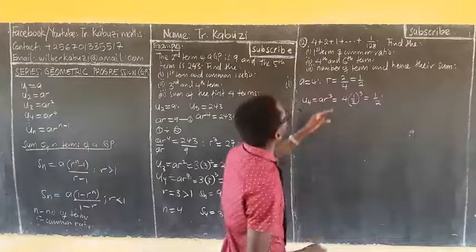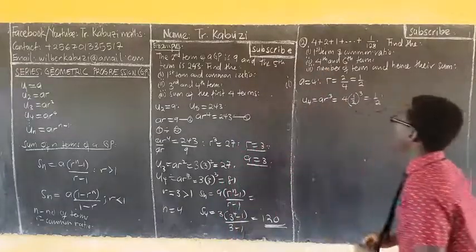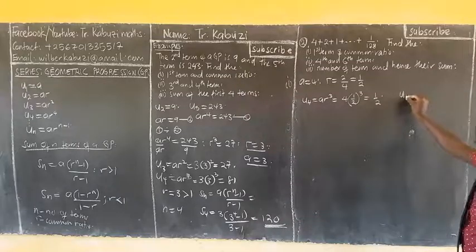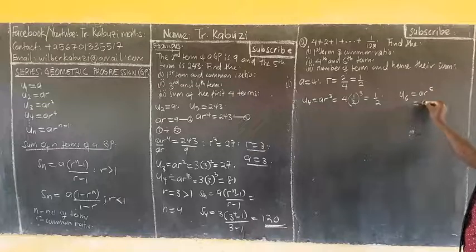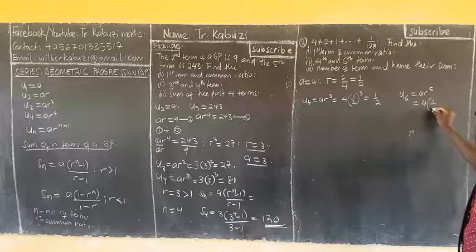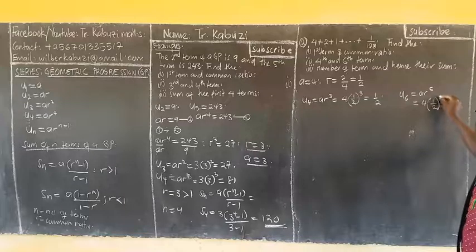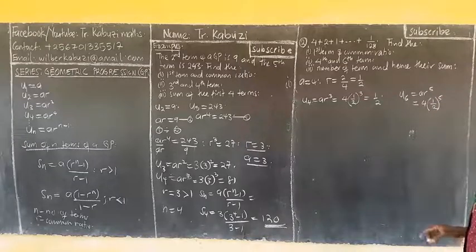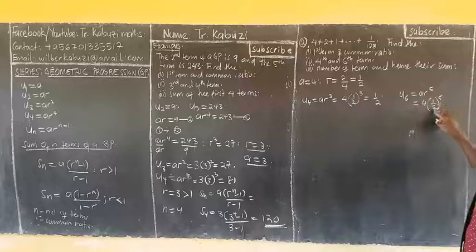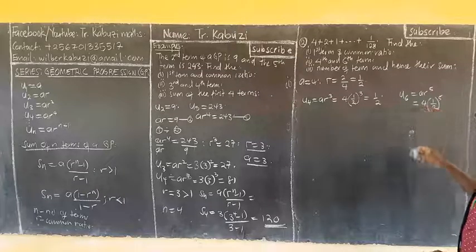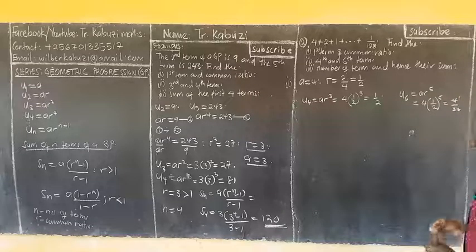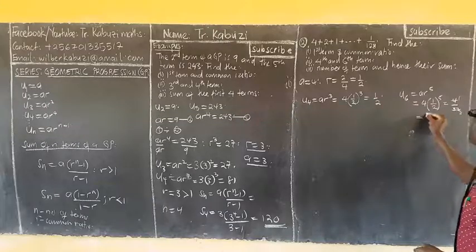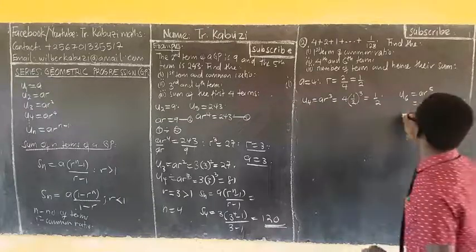To get my 6th term, U6 will be ar^5. My a is 4 times (1/2)^5. When I cube this, I'll have 32. So dividing, I'll have 4 over 32, which is 1 over 8. So your 6th term will be 1/8.